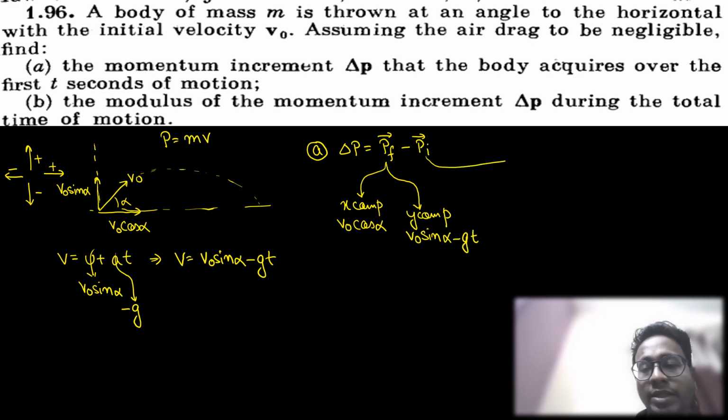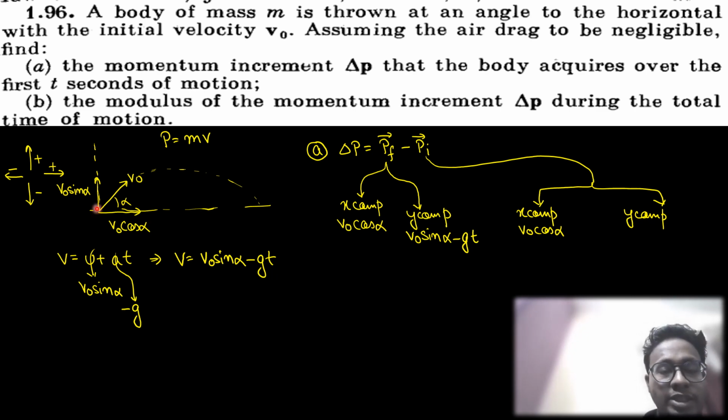Similarly, the initial momentum. The initial x component of velocity is nothing but v naught cos alpha, and the y component is equal to how much? The initial y component of velocity is nothing but v naught sin alpha. Since the mass remains constant, the components of momentum will be m times these.